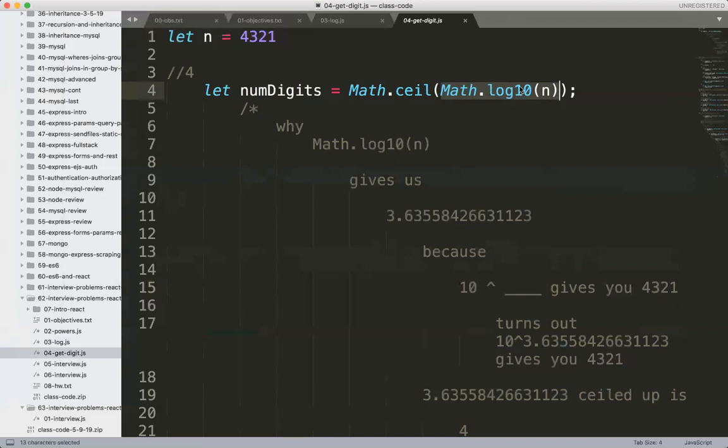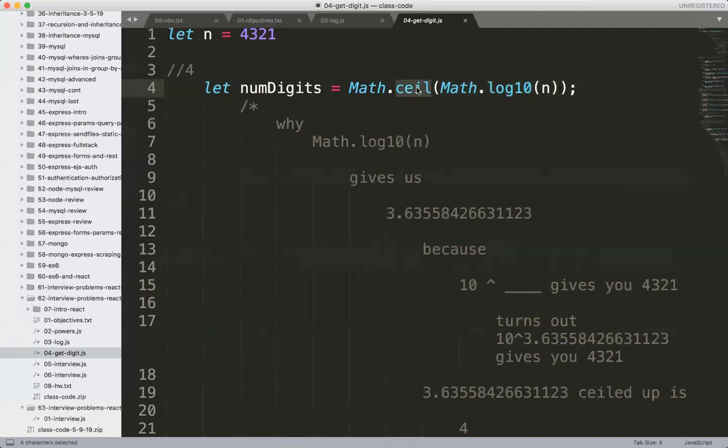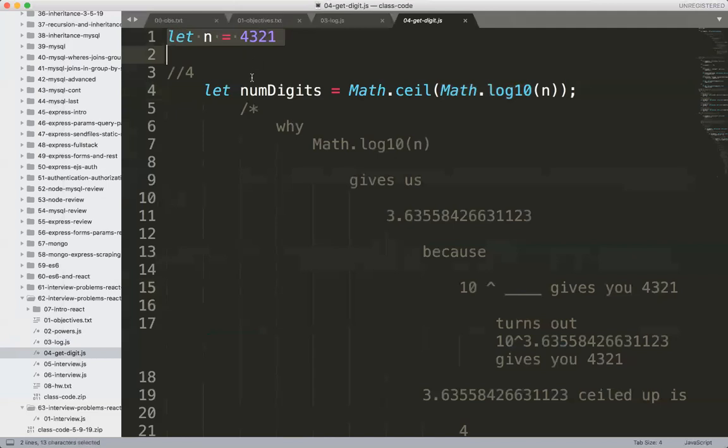So it has to be over 3, because if Math.log10(n) gave you 3, what's the value of n? 1,000, right? It's 10 to the third power, which is 1,000. So it has to be between 3 and 4. And if we're doing Math.ceil, it's always going to go all the way up. So this is how we can get 4 digits, right? numDigits gives us 4.